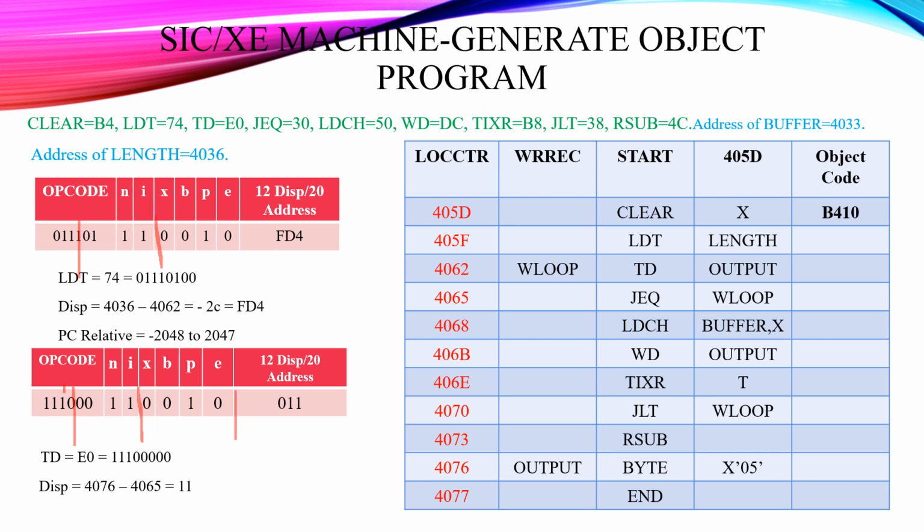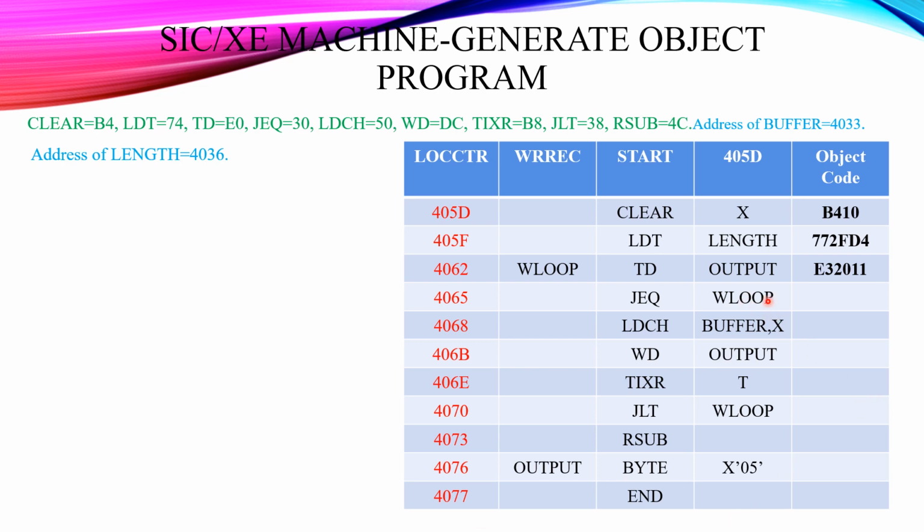So we'll get 11. So we need to group in 4 bits. While grouping in 4 bits, we'll get 1110, which is E, and this one is 3, this is 2, this is 0 and 11. So the object code for the output is E32011.